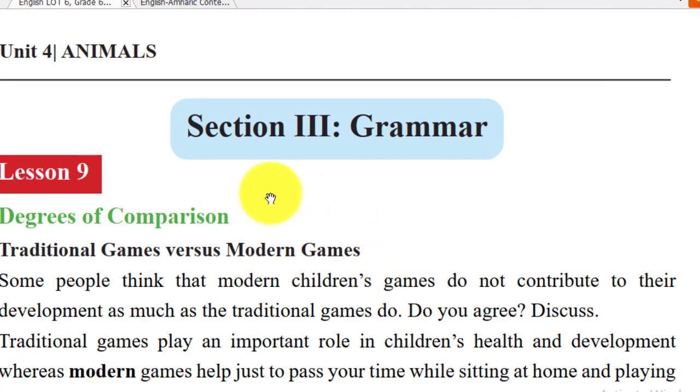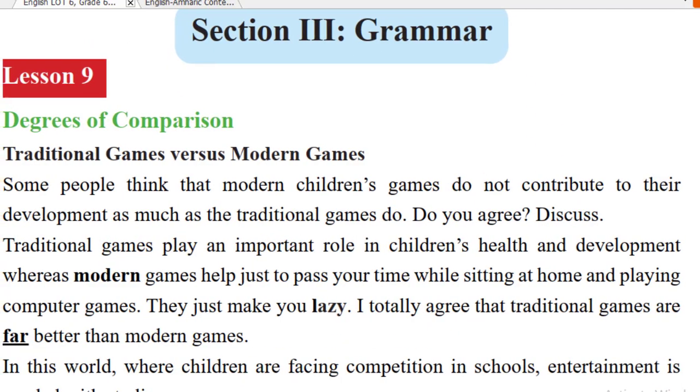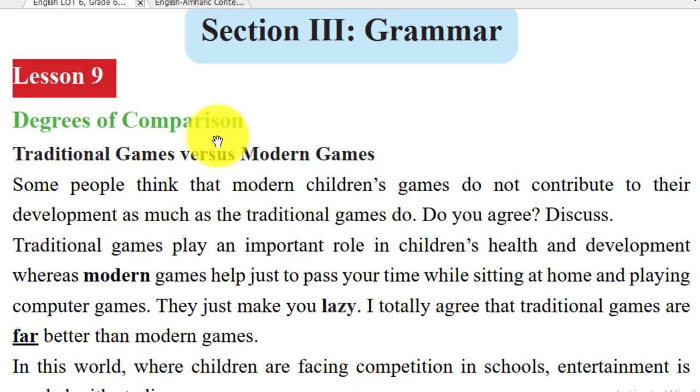Okay, let's pass to the second one. Section 3 ላይ ስመጣ grammar part ነው, ሰዋሰው ነው. It is about degrees of comparison ነው። እንግዲህ comparative adjective, superlative adjectiveን የሚገልጽ ሐሳብ ነው። Traditional games versus modern games የሚለውን እዚህ ጋር ሐሳብ ለመስጠት ሞክረዋል using positive adjectiveዎችን ተጠቅሞ ማለት ነው። Some people think that modern children's games do not contribute to their development as much as the traditional games. Do you agree?